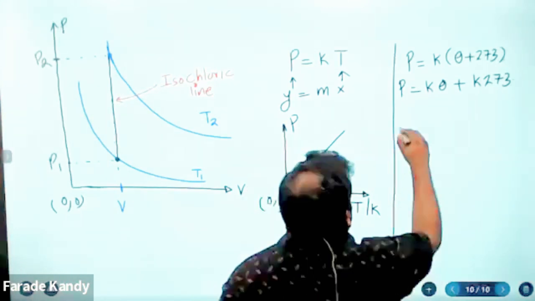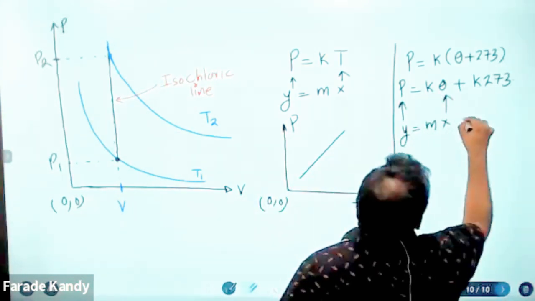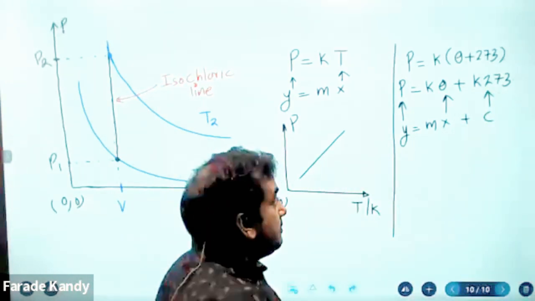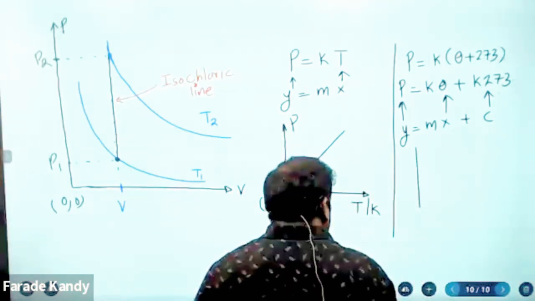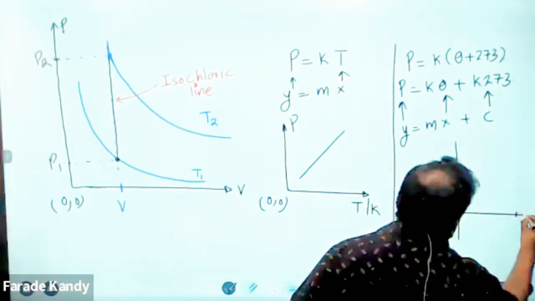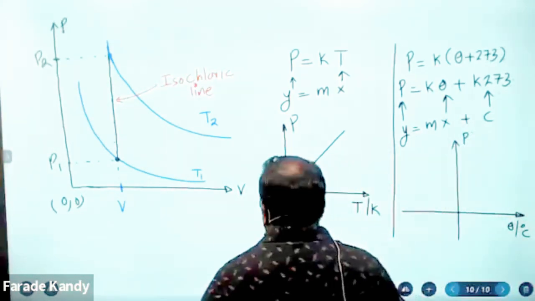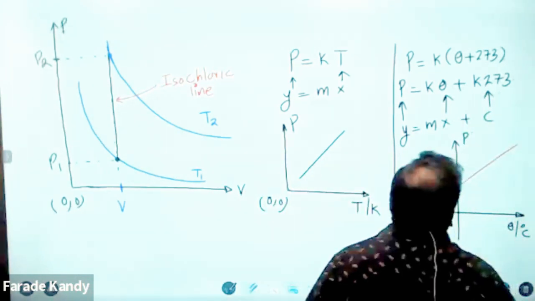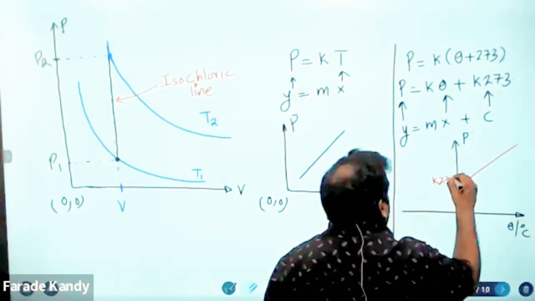The graph is of the form y equal to mx plus c. So now if I draw the curve, temperature in Celsius, pressure, your curve is anyway y equal to mx plus c. The y-intercept is K times 273.